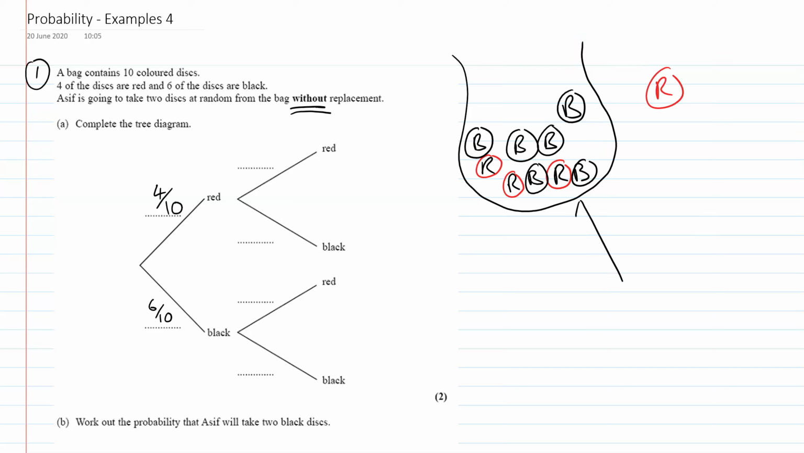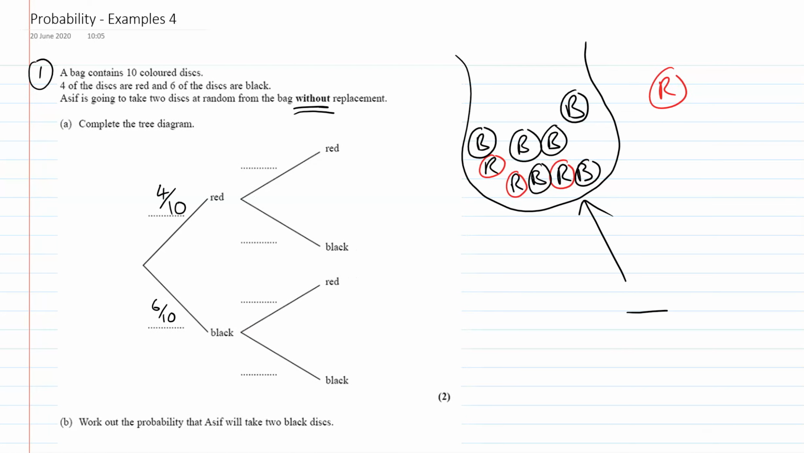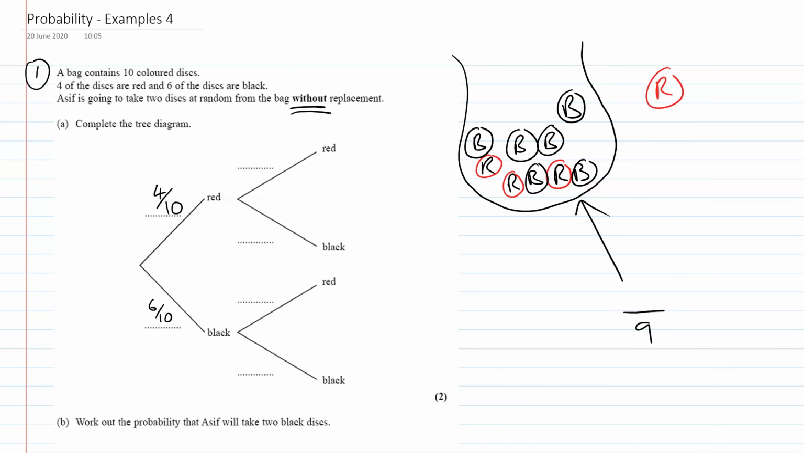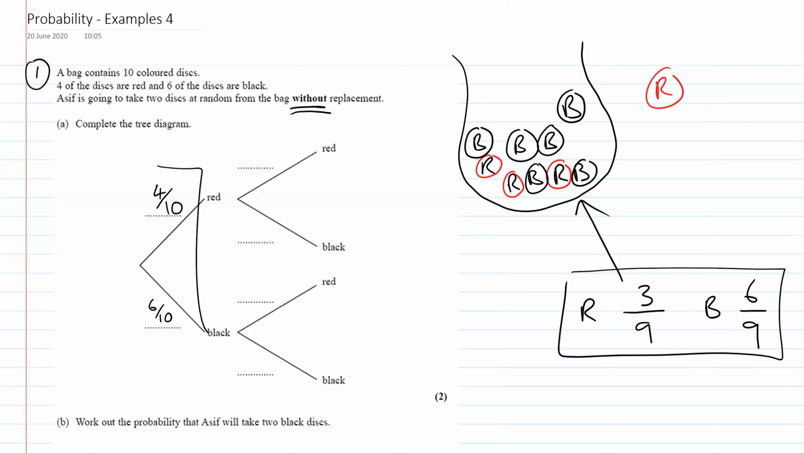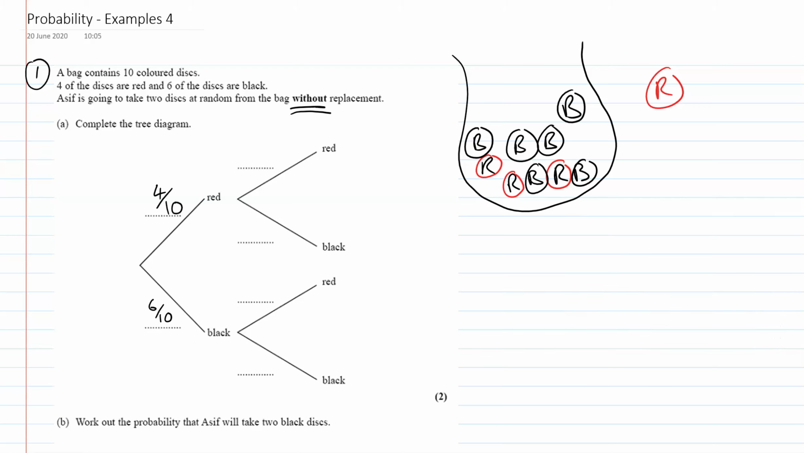If we now look at what's going on in this bag, the total number of discs has changed. There's now 1, 2, 3, 4, 5, 6, 7, 8, there's now 9 discs in total. And the number of red discs is now 3. And the number of black discs is still 6, because I'm not taking a black disc out. The probabilities will still add up to 1, but see how they're different from the original probabilities. If I take a red disc out first, the bag is going to look like this, which means the chance of taking another red disc out is 3 out of 9.